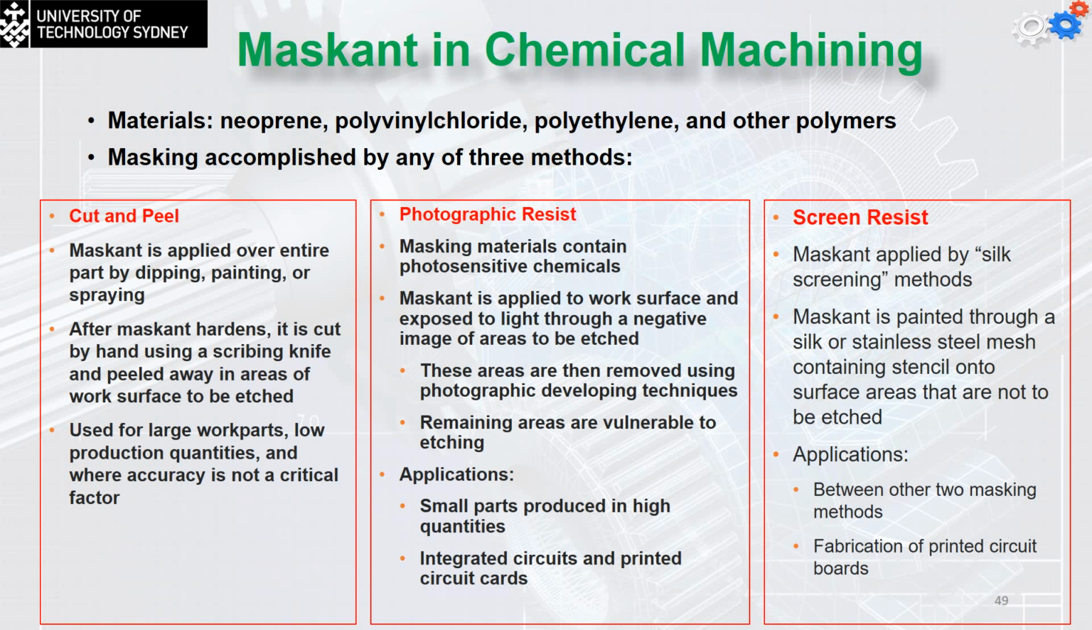The screen resist material is a mask applied by silk screening methods, and the masking is painted through a silk or stainless steel mesh containing the stencil onto the surface area that is going to be etched. The application, between the other two masking methods, is the fabrication of printed circuit boards.